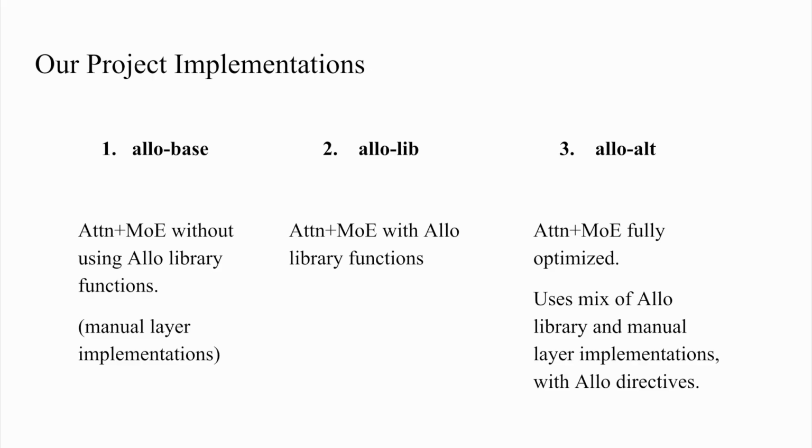For our project design, we have three versions. One is Allo-based, where we used our handwritten Allo Python code to build our layers. We also have Allo-Lib, where we use part of the Allo library functions like softmax and ReLU. And we also have Allo-Optimized, which is the fully optimized attention plus MoE using a mix of Allo library functions and manual layer implementations optimized with Allo directives.